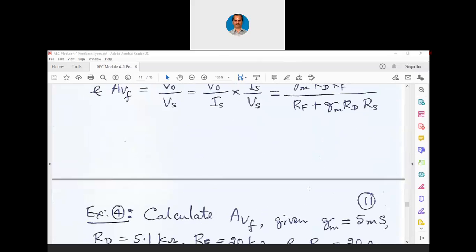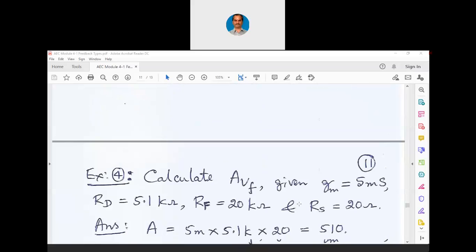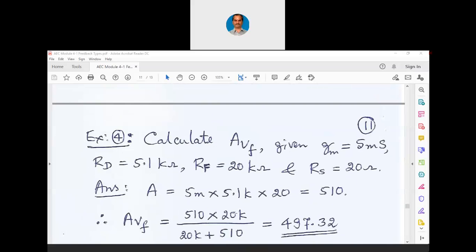Now AVF is what? AVF is Gm into Rd into Rf divided by Rf plus Gm into Rd into Rs. So that is 510 into 20k, that Rf is there, divided by 20k plus 510, Rf plus Gm into Rd into Rs. So we get around the gain as 497.32. That is the gain with voltage shunt feedback.